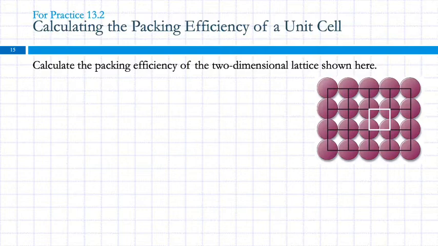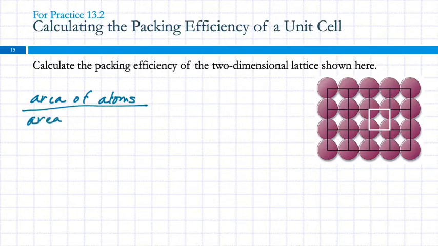So let's calculate a packing efficiency in a 2-dimensional lattice. So here we have a lattice, and the unit cell we're looking at here is in white. So if that is repeated over and over again, where all these black squares are, we get the whole lattice. So the packing efficiency we want, here we're not looking at volume, we're looking at area, right? Because it's 2-dimensional. Area of atoms divided by the area of the unit cell times 100 is going to give us the packing efficiency.